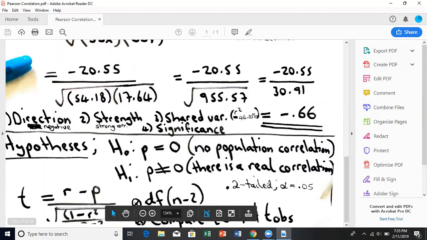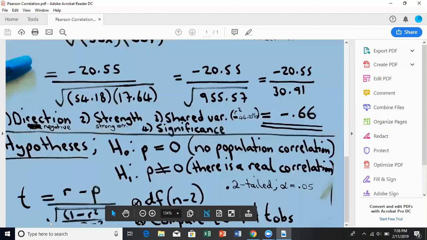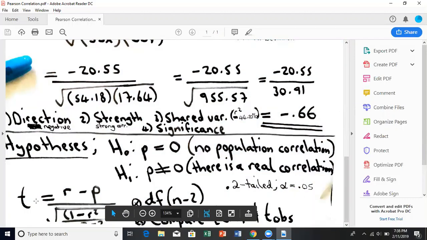So you use this equation. If you check the textbook, those using Gravetter. I don't want this gray stuff. Okay, let me try to click to move out. So this is the equation. I don't know how I scanned my paper here. So t is equal to r minus ρ divided by the square root of, in brackets, 1 minus r squared, and then n-2 at the bottom. So n-2 is the degrees of freedom. So you just replace these values.